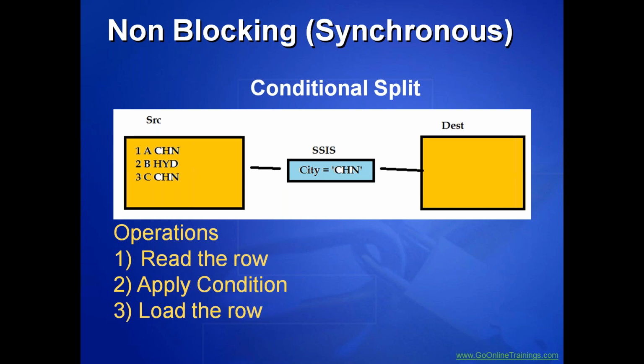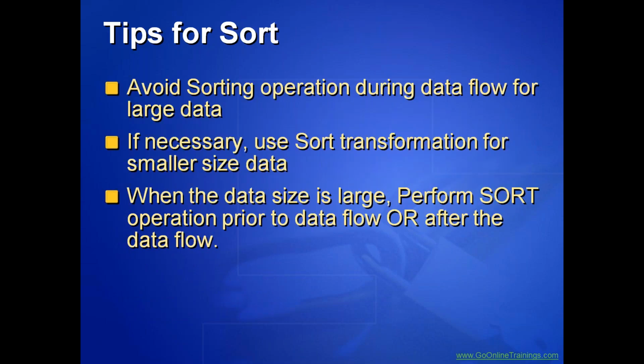Then read the next row. So it is going to happen row by row, row by row. These are called non-blocking transformations. These are very, very fast. Clear? So, tips for sort.